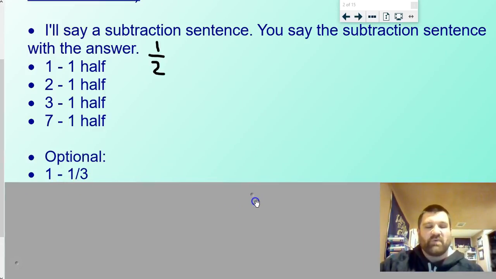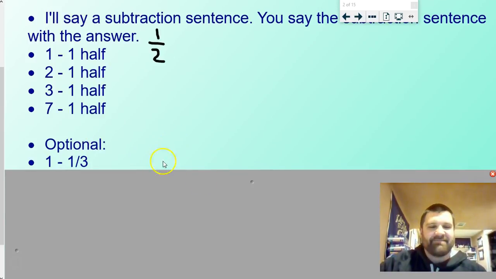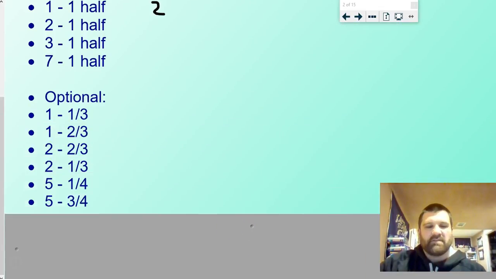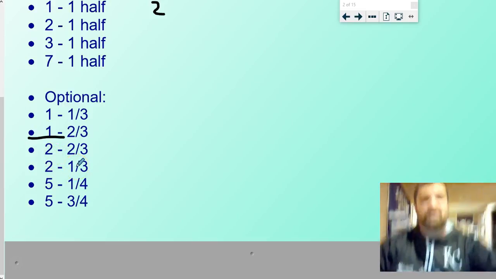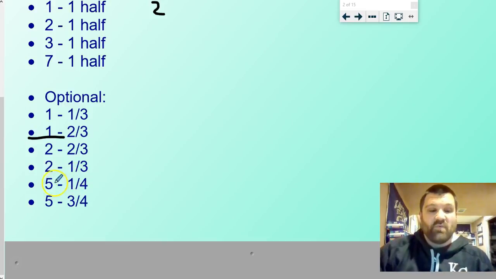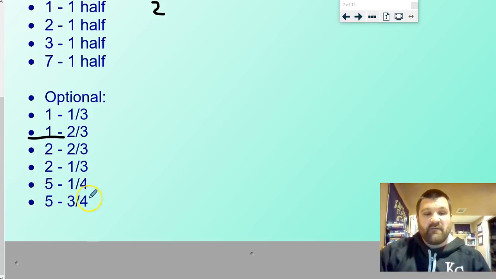Now let's look at 1 minus 1/3. That would be 2/3, right? 1 minus 2/3 would be 1/3. 2 minus 2/3 would be 1 and 1/3. 2 minus 1/3 would be 1 and 2/3. 5 minus 1/4 is 4 and 3/4. And 5 minus 3/4 would be 4 and 1/4. Excellent job.